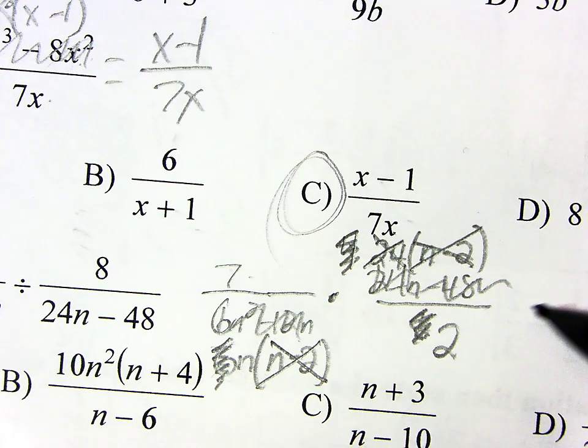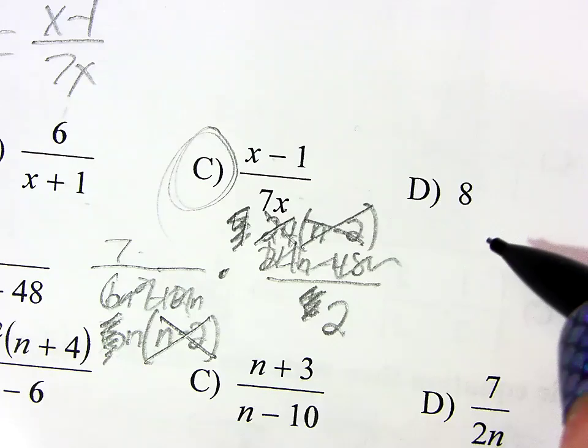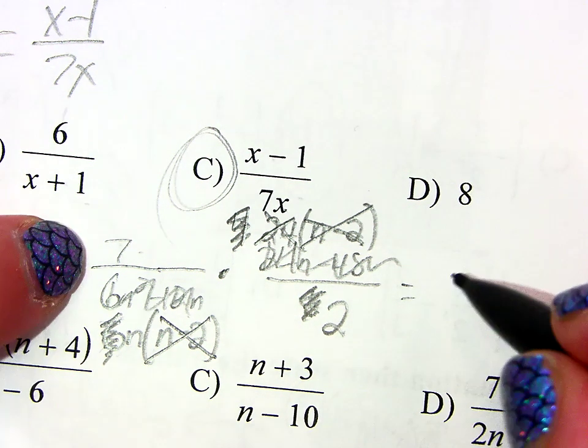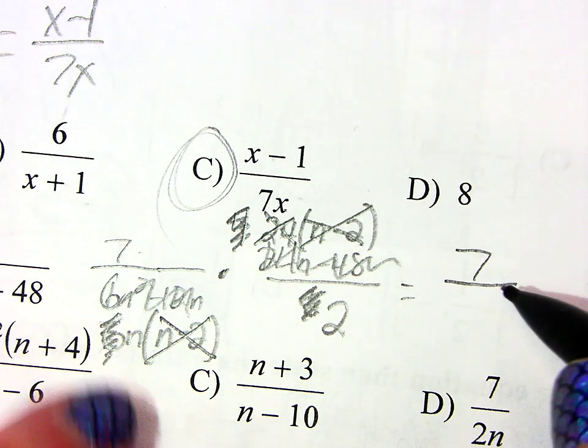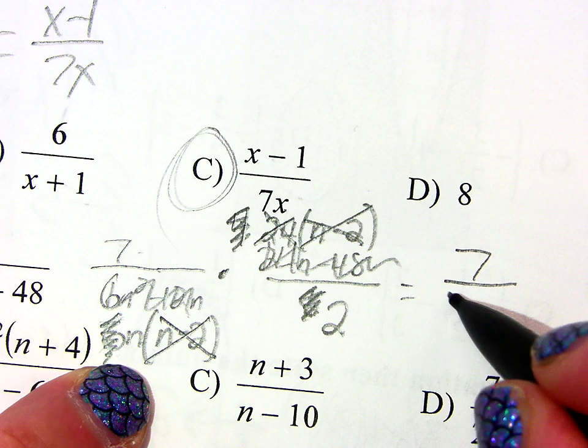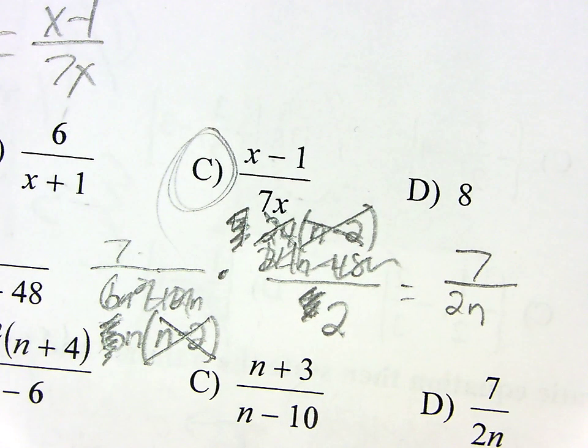I think I'm done. So then I write whatever I have left. Just make sure you don't lose it. I have 7 left up top, and then 2n on the bottom. Choice D.